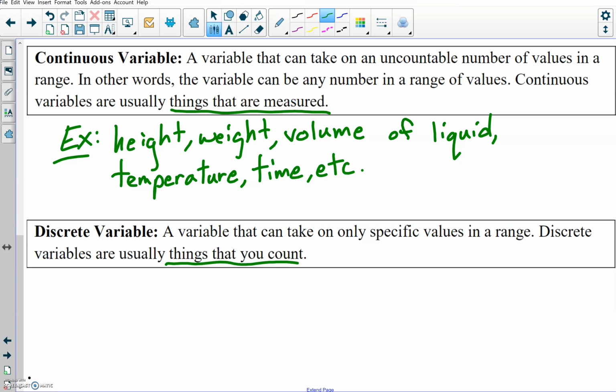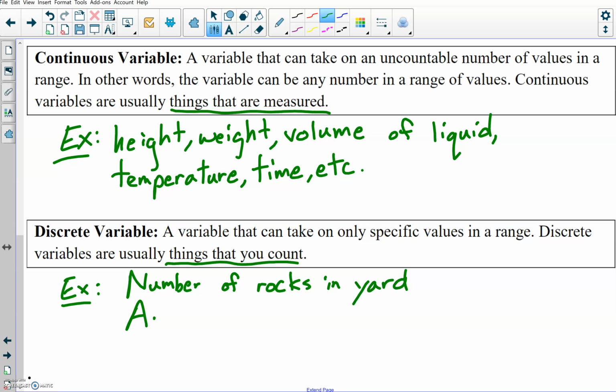So, examples: number of rocks in the yard, amount of ice cubes in a glass.